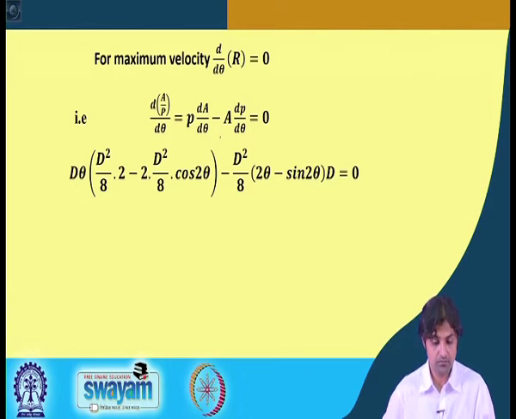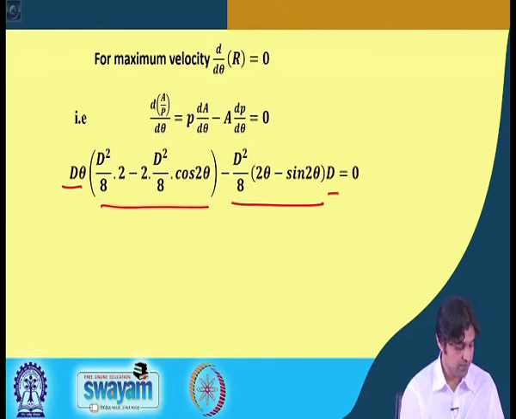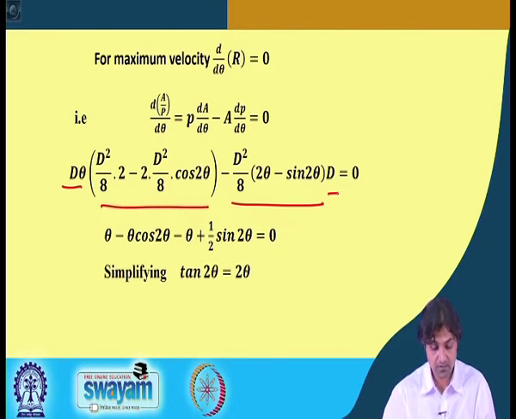So P we simply write, and dA d theta will come out to be this, because A we have already found out. We simply write it down, and dP d theta will be d, and if we solve this, this will give theta minus theta cos 2 theta minus theta plus half sin theta. This finally will give us the simplification that tan 2 theta is equal to 2 theta.